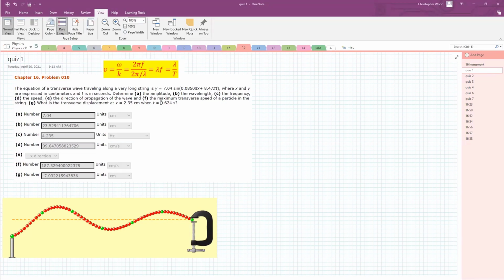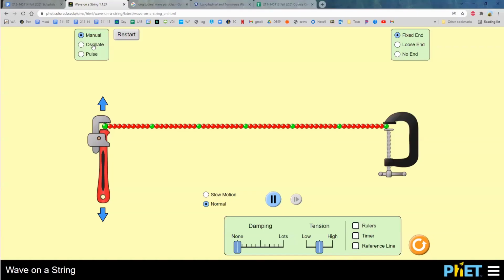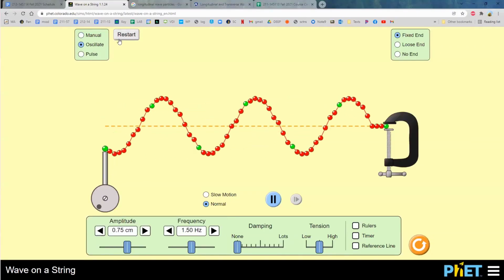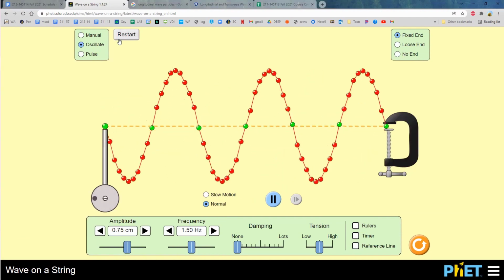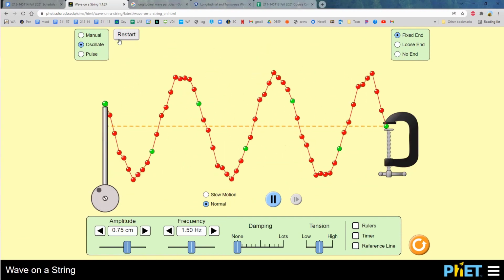So if I do this, let's see, what can I do? No damping and moderate tension. What happens if I start this up and oscillate there? So here's a wave traveling down a string. Okay, a few things here.